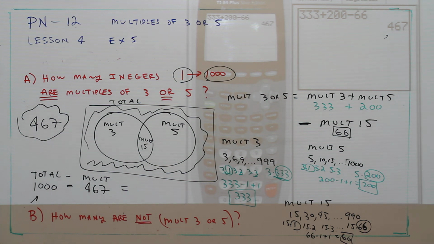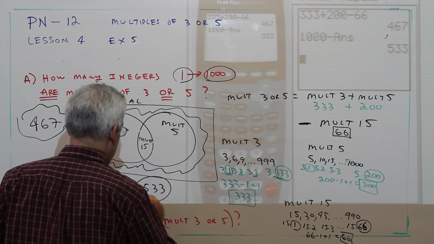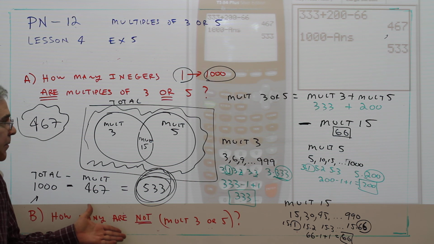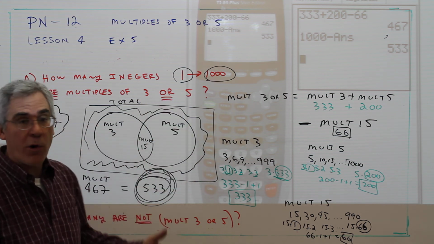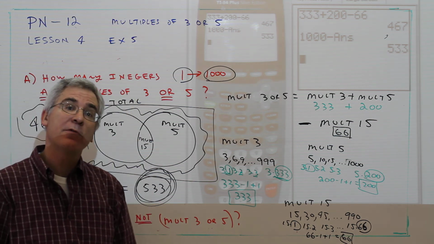I'll just show you how to use the calculator again. 1,000 minus, I'll just show you a second answer, 533. And that's the answer for part B. So there you have it, how to work with two overlapping sets to find multiples of 3 or 5.